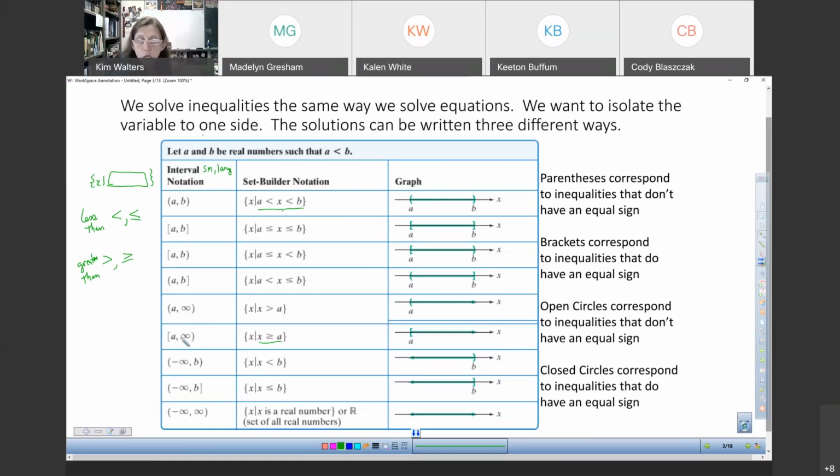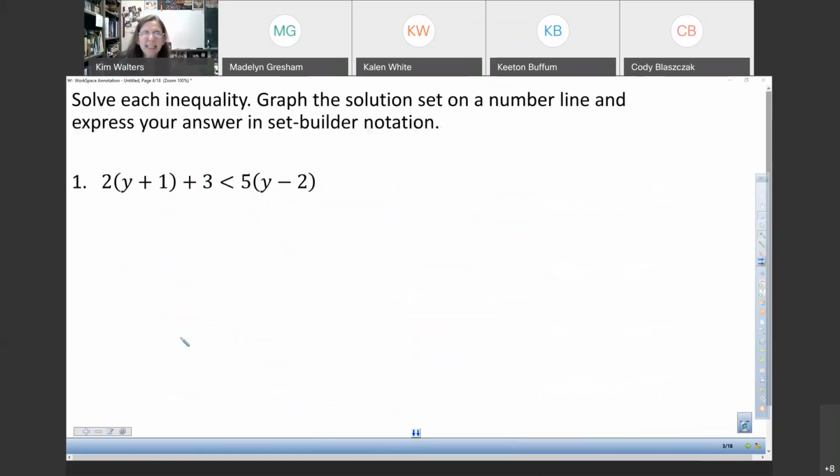So, okay, now let's work some problems with this. I know that's kind of intimidating. I always hate that slide, but I think it's so important that you have all of that information together. So, okay, all right. So, here we go, solving these inequalities.